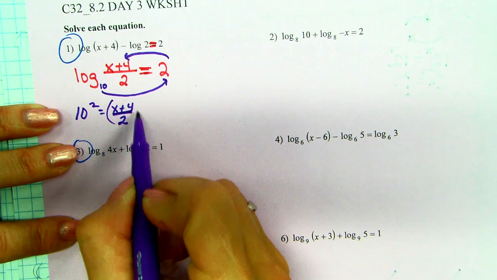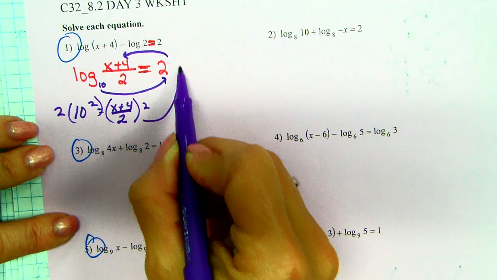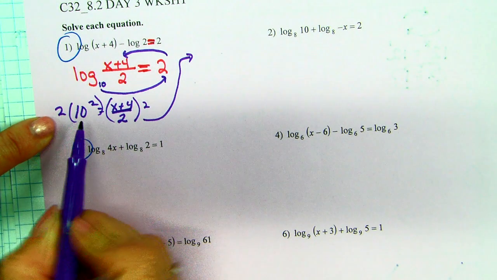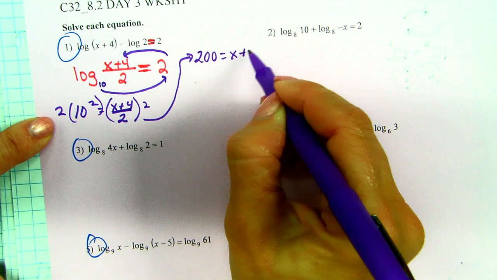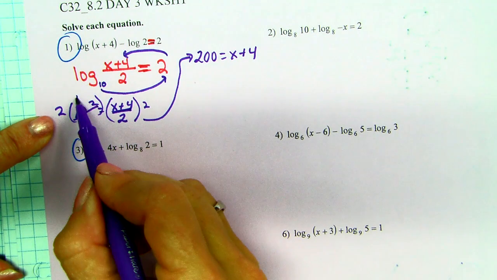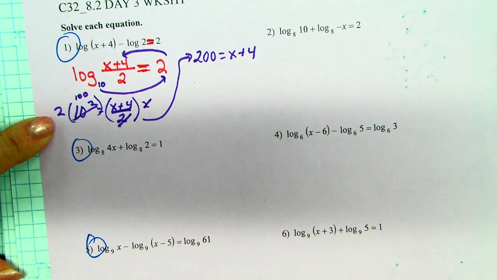This is division, so I'm going to multiply both sides by 2. So I'm kind of combining 2 steps here. So 2 times 100 is 200. Right, that's 100. The 2's canceled on the right-hand side.